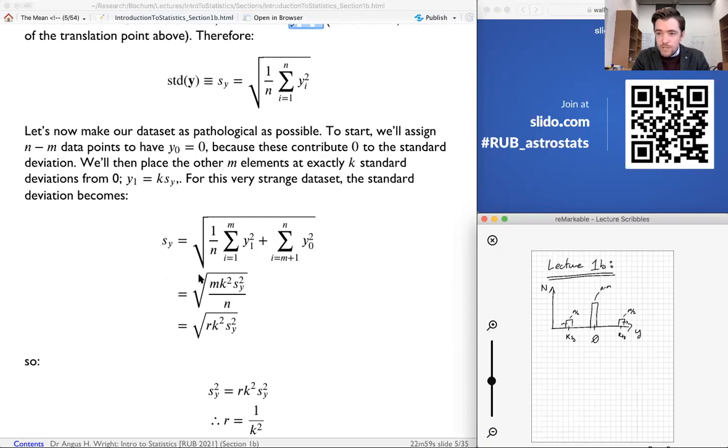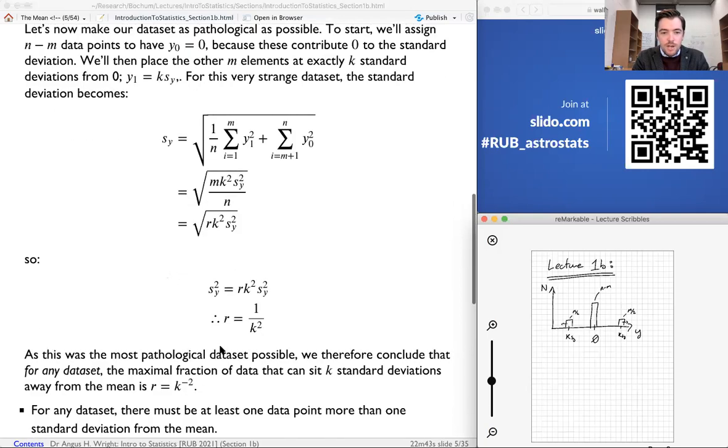So the standard deviation of this pathological data set is equal to the square root of mk squared sy squared divided by n, which m over n is just r, as we defined it earlier. And therefore, this is the formula that we have. That means that we can square both sides. We end up with s squared y is equal to rk squared sy squared. And we can cancel these, and we end up with r is equal to 1 over k squared. So the fraction of data that exist beyond the standard deviation, directly from the standard deviation formula that we just calculated, is maximally 1 over k squared.